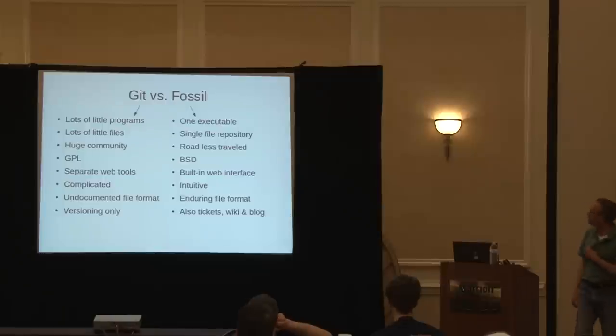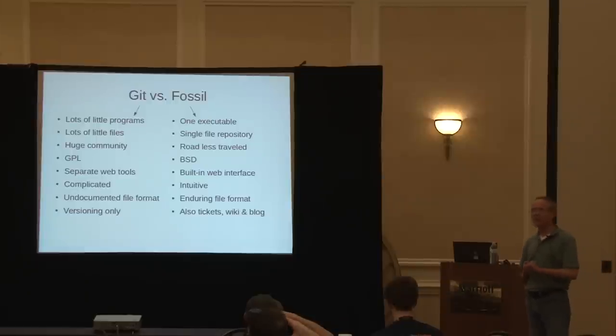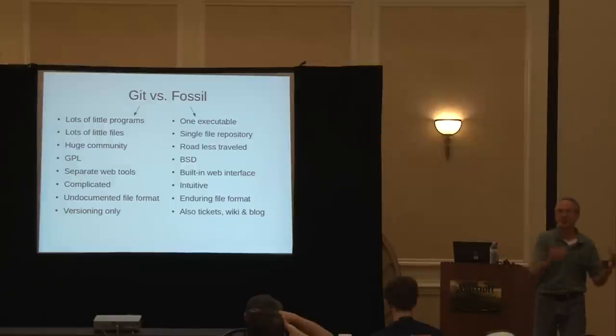Fossil versus Git. Git's a lot of little programs. Some people say that's an advantage. I'm not so sure about that. Fossil has a single file repository versus a pile of files for Git. But Git has a huge community, and the Git community is fanatically devoted to Git, too. And so if you've got some people on your team and they're in that Git community, you may get some pushback if you try and go with anything other than Git. Okay? I'm just saying.